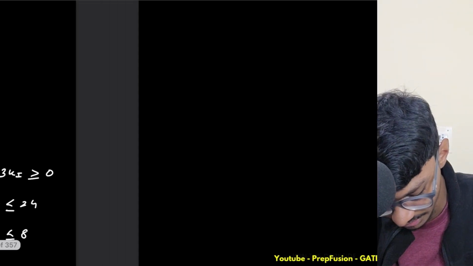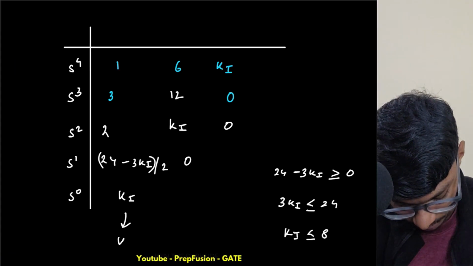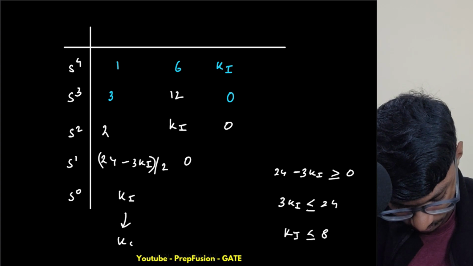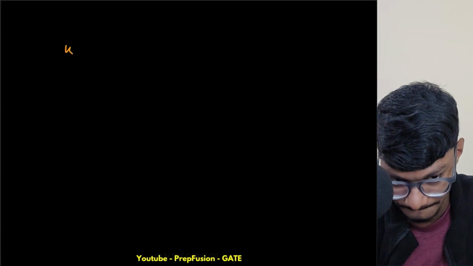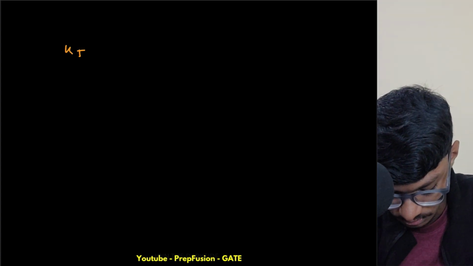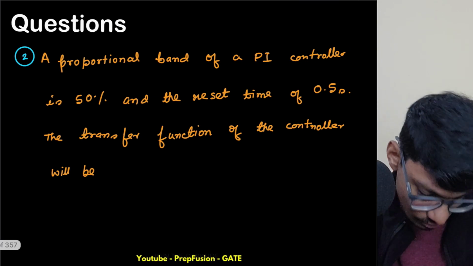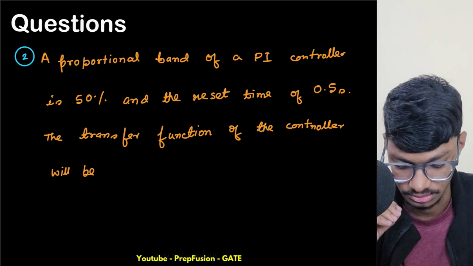Obviously ki has to be greater than 0 also. That is obviously one condition. So ki can lie between 0 to 8. So ki max equals 8. Okay, so let's now go to the next question.